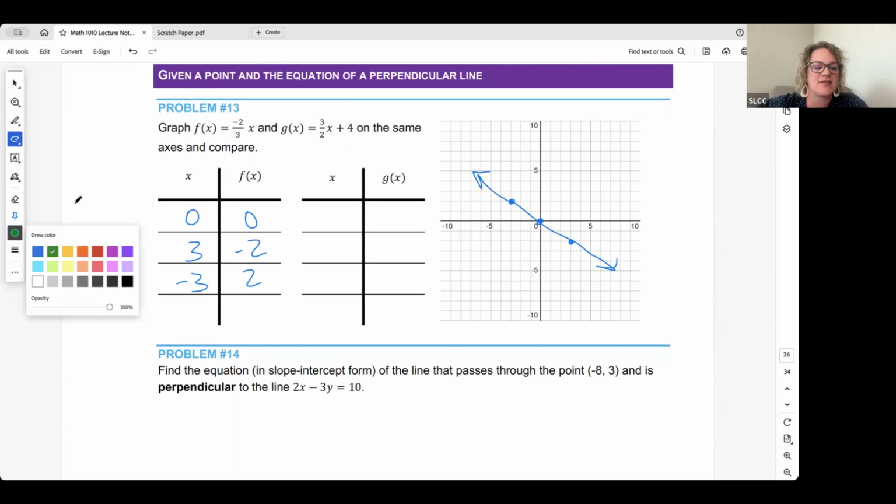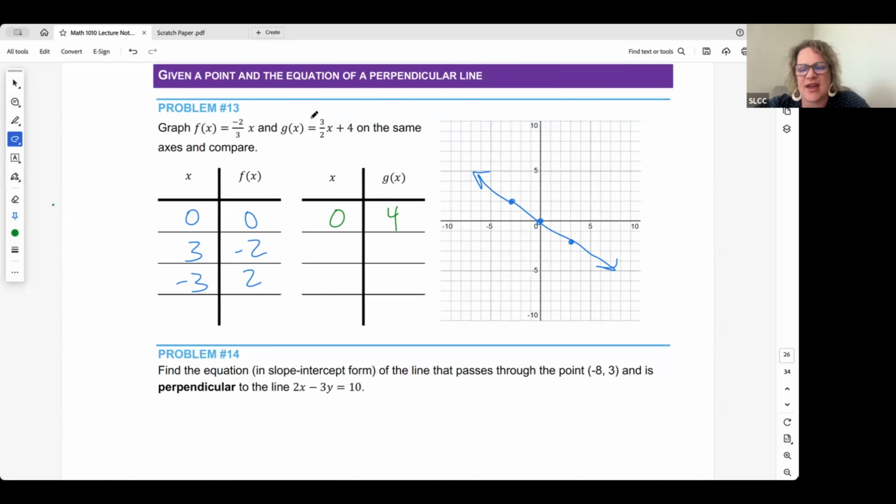Let's graph g of x. So same thing, if I have 0, then this would be 4. If I plug in 1, I'd have 3/2, and I don't want to deal with fractions. Let's make it a whole number. So if I plug in 2, the 2's divide. So that divides to 1, so I'd get 3 plus 4. If I plug in negative 2, the 2's divide, and that'd be 4 minus 3 would be 1.